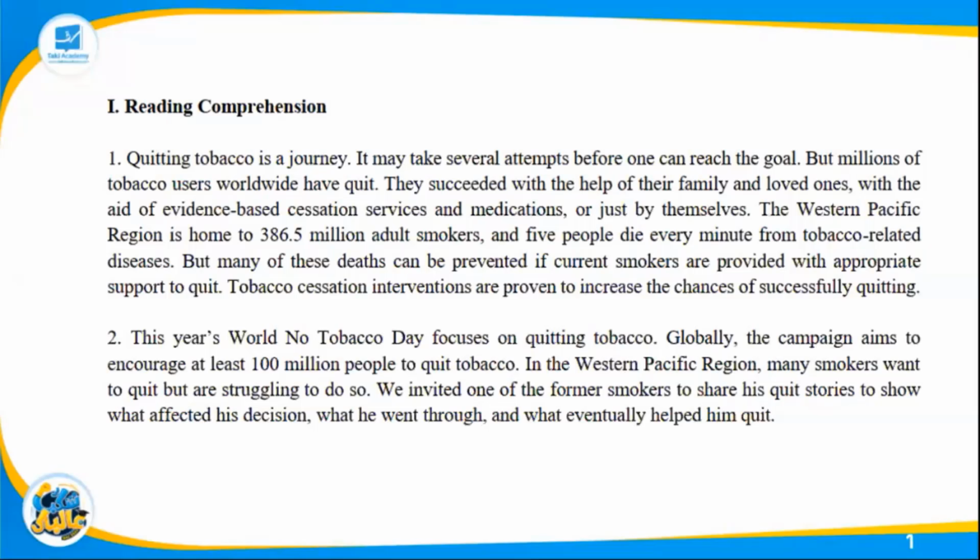This year's World No Tobacco Day focuses on quitting tobacco. Globally means all over the world. The campaign aims to encourage at least 100 million people to quit tobacco. Aims or focuses, this campaign has an objective or a goal, which is to encourage people to quit tobacco. In the Western Pacific region, many smokers want to quit but are struggling.